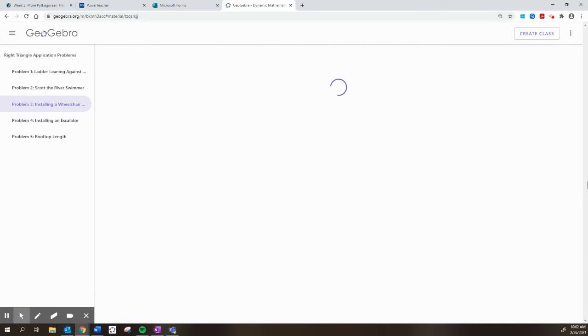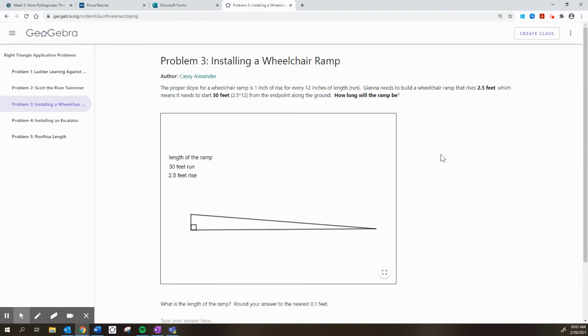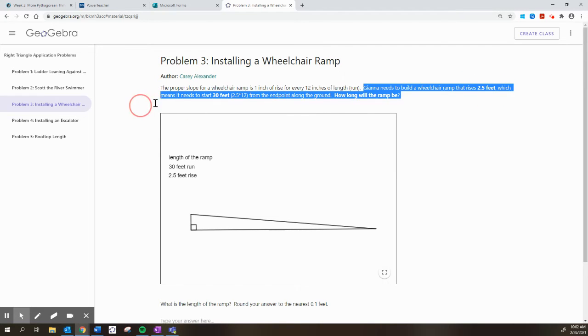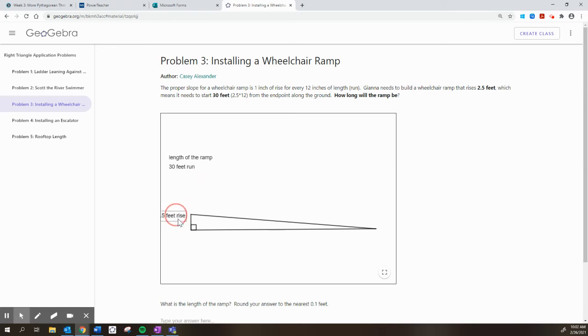The next one is about a wheelchair ramp. It's true that the proper slope for a wheelchair ramp is 1 inch of rise for every 12 inches of run, so the slope is 1/12. Gianna needs to build a wheelchair ramp that rises 2.5 feet, which means it needs to start 30 feet, which is 2.5 times 12, from the end point along the ground. So how long will the ramp be? It needs to rise 2.5 feet and start 30 feet away.